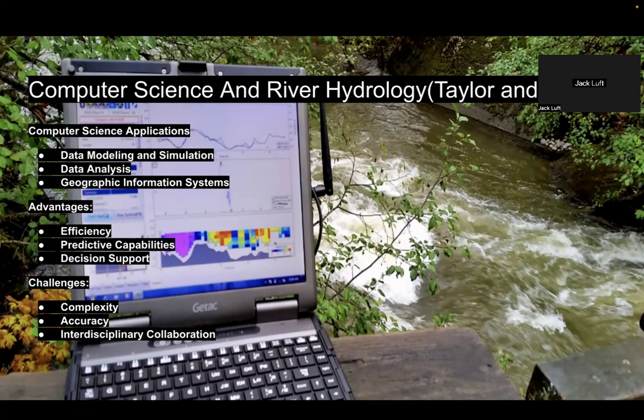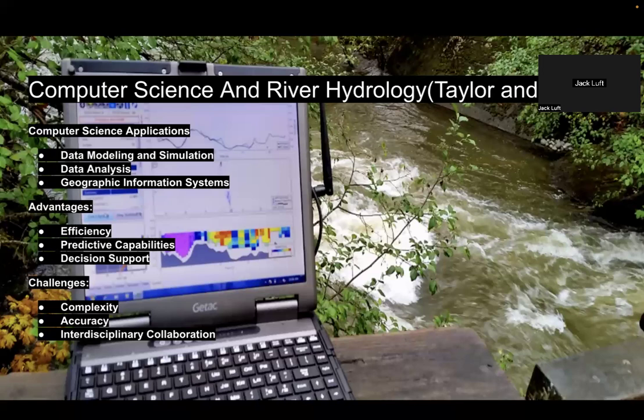The Geographic Information Systems, or GIS, map and analyze watershed characteristics, aiding in management decisions. Some advantages you'll see with this are efficiency, due to automated data collection and analysis, improving accuracy and speed. It has predictive capabilities, enabling forecasting of floods, droughts, and water quality changes. There will be some decision support, typically coming from AI aspects. It'll provide tools for informed watershed management and policy decisions.